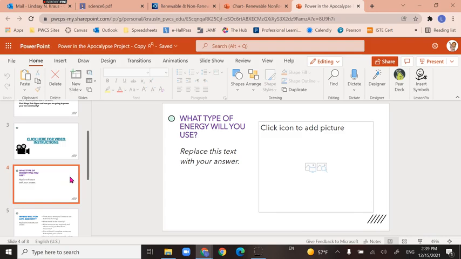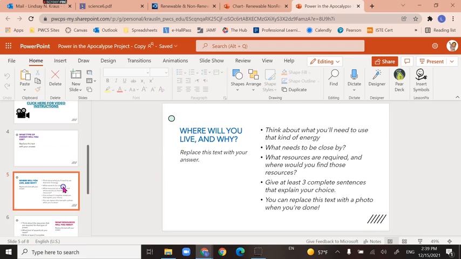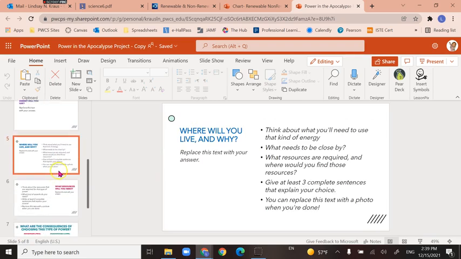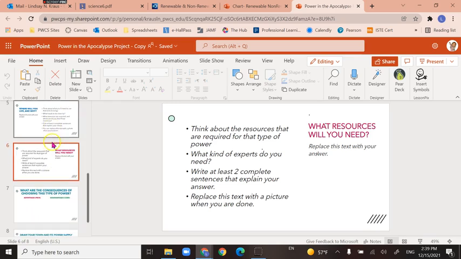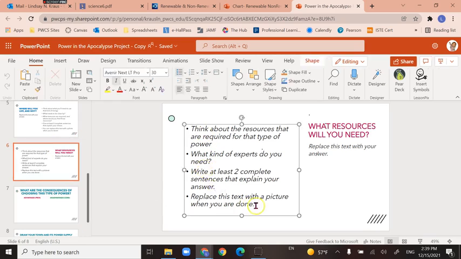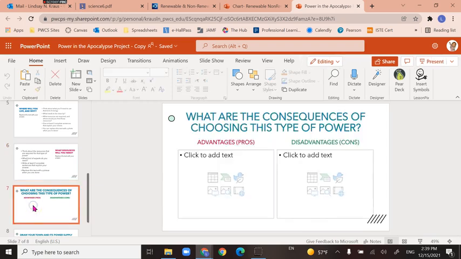This required them to really think about the pros and cons that they came up with and try to apply those to things like geography and infrastructure. So they had to figure out their type of energy and then where they're going to live. We gave them things to consider, like what type of resources they'll need. This is a template, so they fill it out as they go. They replace their text here with a picture, and they have the option to draw or find it.